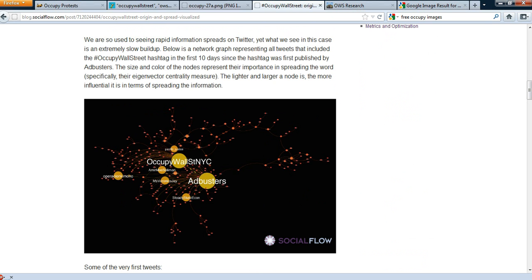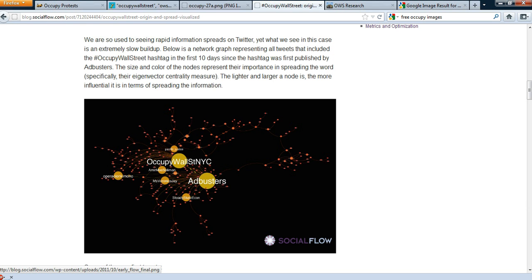Below is a network graph representing all tweets that included the Occupy Wall Street hashtag in the first 10 days since the hashtag was published by Adbusters. The size and color of the nodes represent their importance in spreading the word. The lighter and larger a node is, the more influential it is in terms of spreading the information.